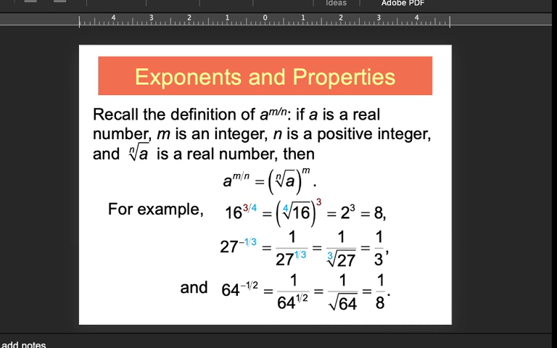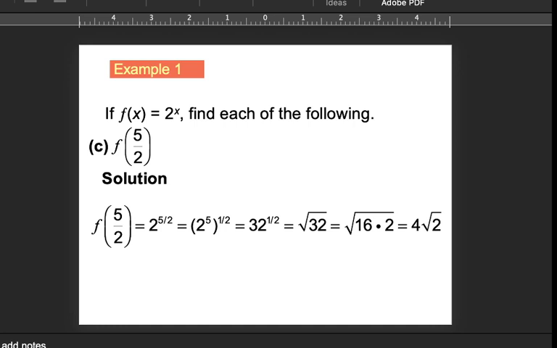And if you look here, going back to this example, look at what we can do. We could actually raise the base to the power of 5 first and then take the square root of it, because now we're applying properties of numbers. 5/2 is really the same as 5 times 1/2. And if we do that when we're raising powers, look at what happens here.